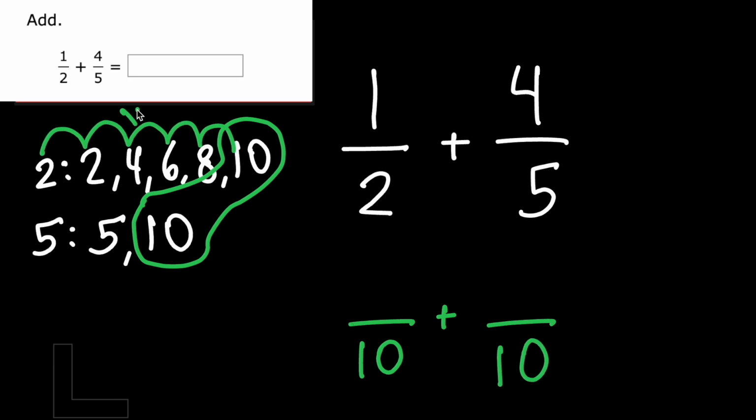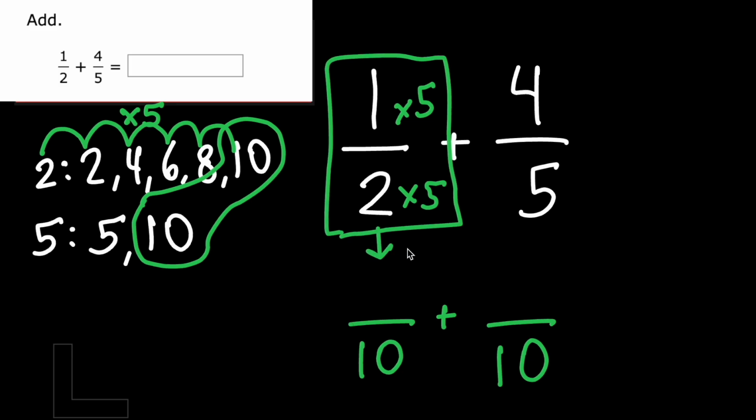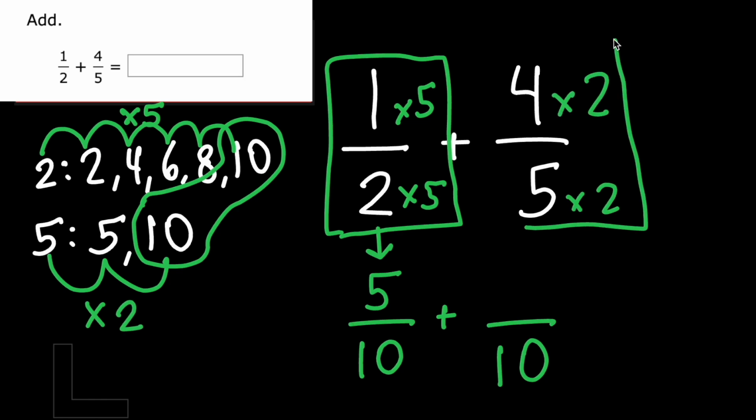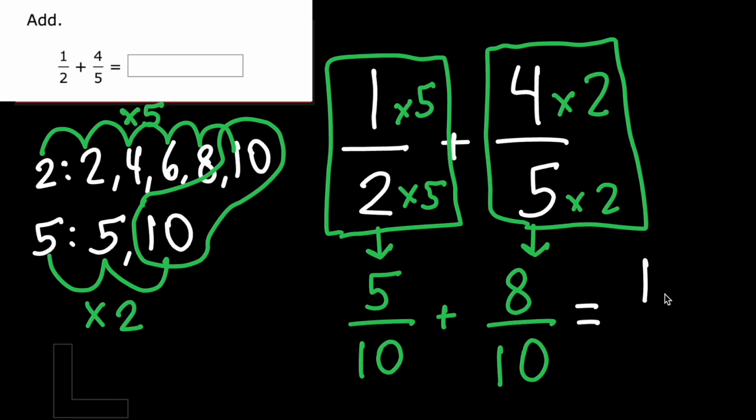Since 2 times 5 makes 10, we need to multiply the top and bottom of 1/2 to make our new fraction of 5/10. And for our second fraction, since 5 times 2 makes 10, we have to multiply the top and bottom of 4/5 by 2 to make 8/10. And lastly, we can solve. 5/10 plus 8/10 equals 13/10.